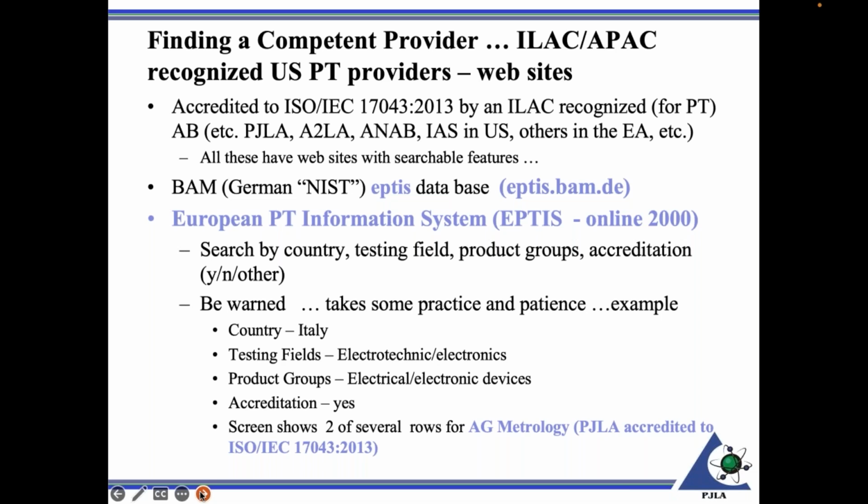But in this case, it identifies things by country. So I said Italy. And testing fields, well, calibration field. I said electrotechnic, electronics. That's how they have it on their menu. Product groups: I said electrical, electronic devices. And it asks, do you want only an accredited lab? And I said, yeah, I'll take an accredited lab.